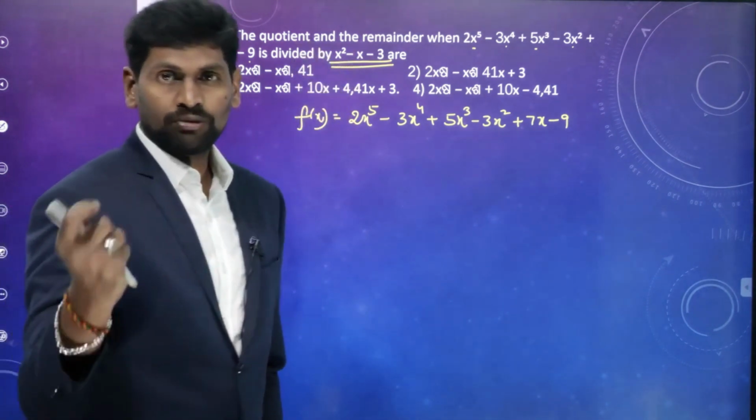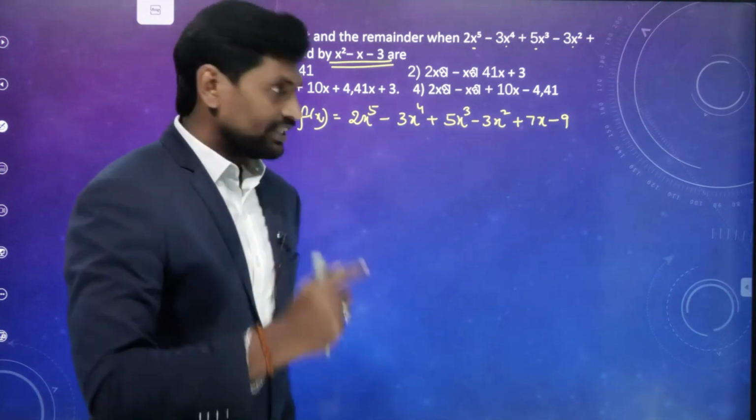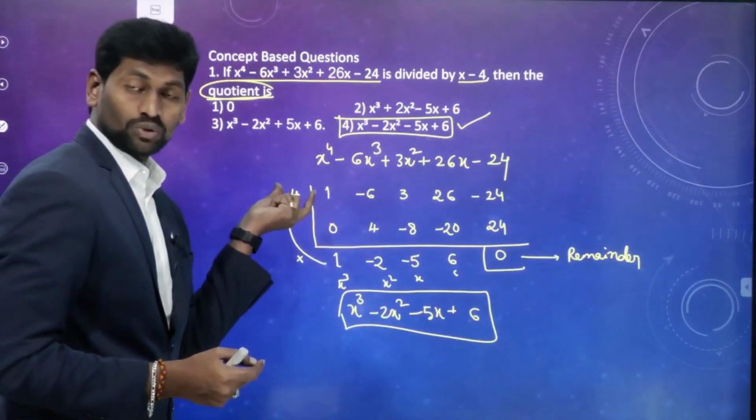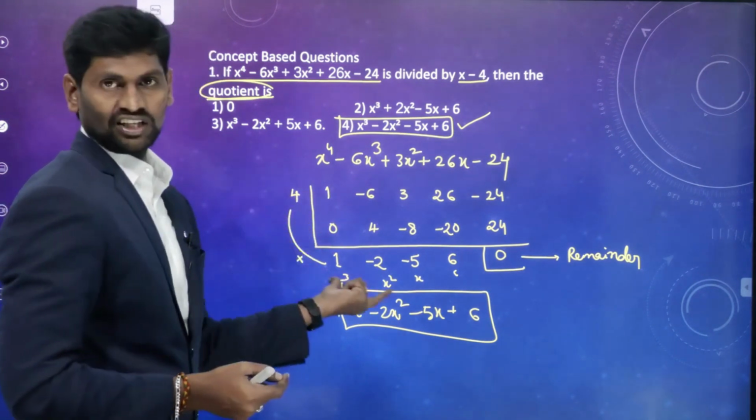If it is a linear polynomial, we will get only one. That means one time we will take, that means only one of the factors we are taking here. One of the roots we are checking here, one of the solutions we are checking here like this.